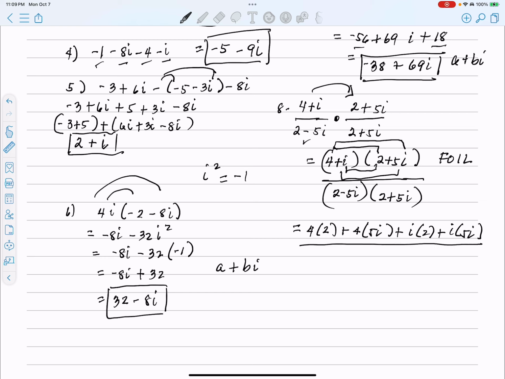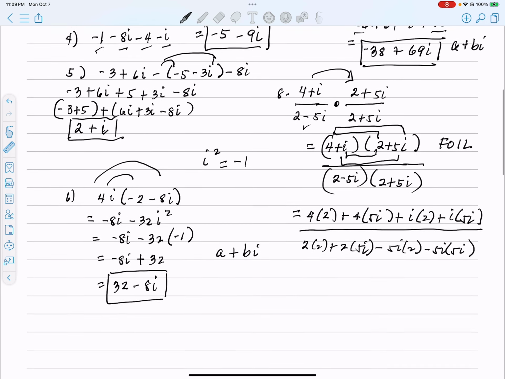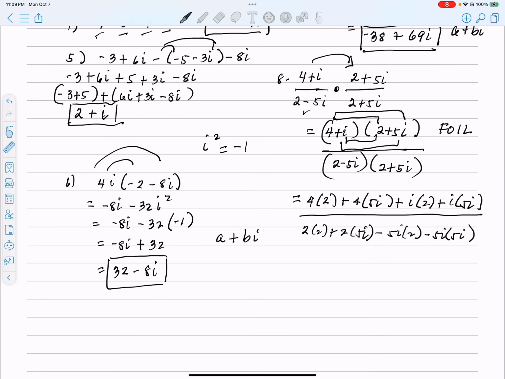Let's do FOIL. 2 times 2 plus 2 times 5i. So minus 5i times 2. Then minus 5i times 5i. Okay. So this is the first to first. First, that's the outside. Then the inner. And the last.